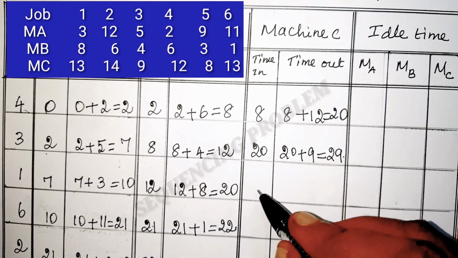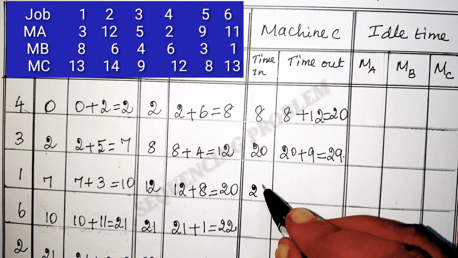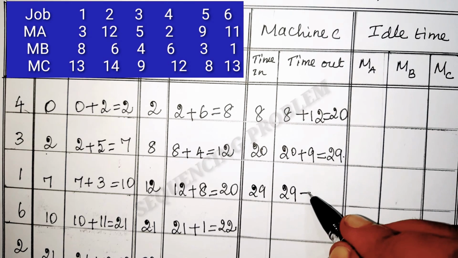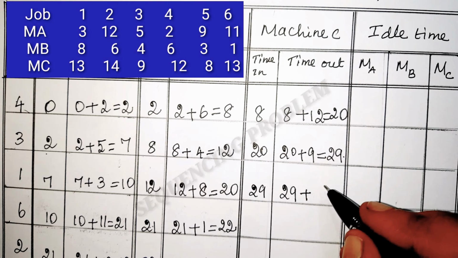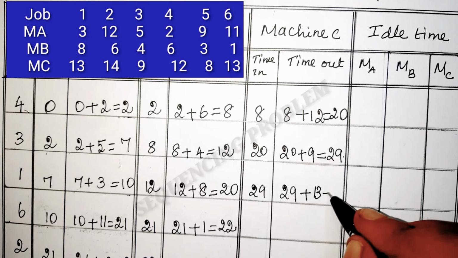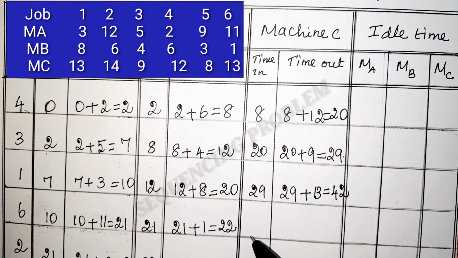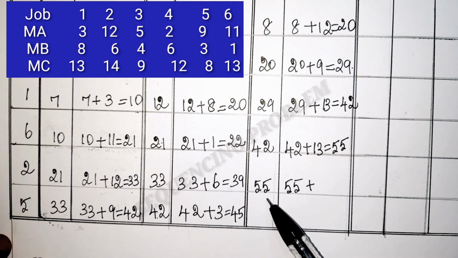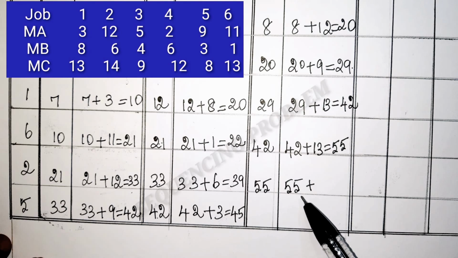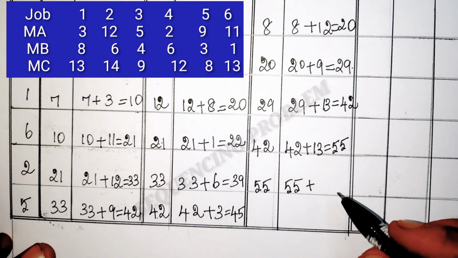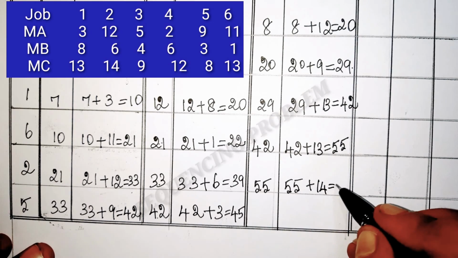So 29. Next, job 1 in time is 29, out time is 29 plus processing time for job 1 on machine C, which is 13. So the value is 42. The next one, in time is 42 for the 6th job. Out time is 42 plus processing time for the 6th job on machine C, which is 13. So the value is 55. Time in for job 2 is 55 hours. Time out for job 2 is 55 plus processing time for job 2 on machine C, which is 14. So the value is 69.